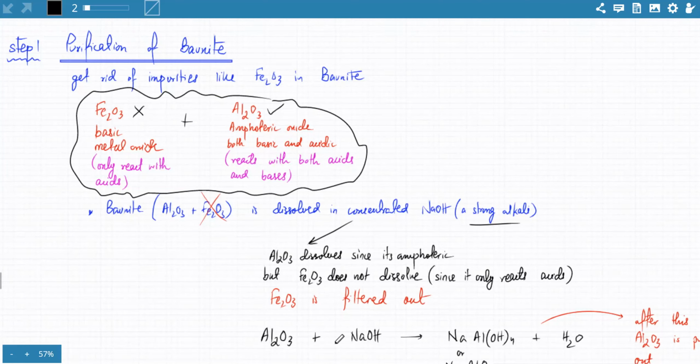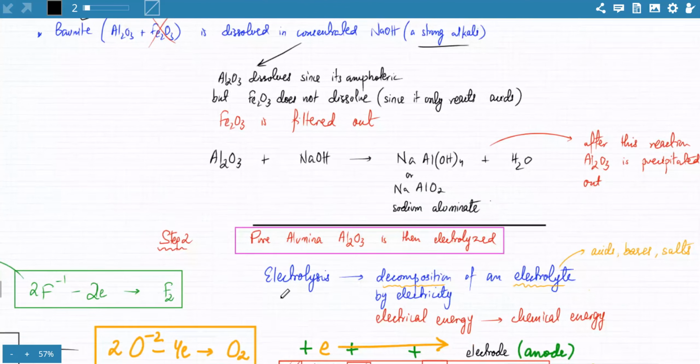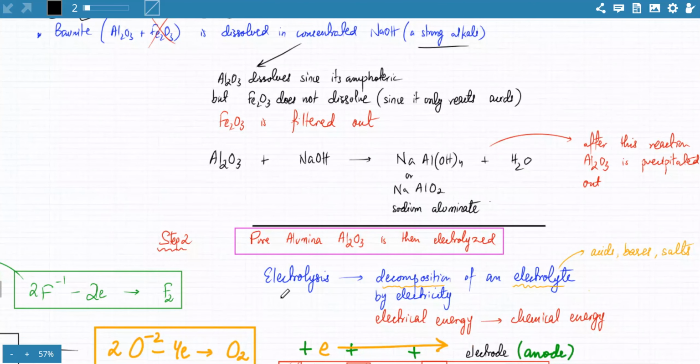So that means if you put it in a base, it would act as an acid and it would react. Aluminium oxide with a base would produce a salt and a water molecule, so it's going to get dissolved. But a base like iron oxide will not react with another base. Bases and bases don't react with each other. So the end result is the iron oxide doesn't dissolve and you filter it out.